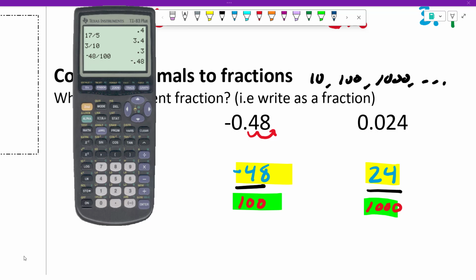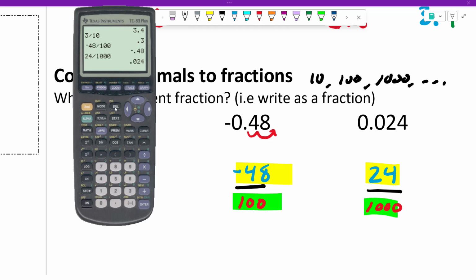24 divided by 1,000. No, one too many zeros. Delete. Same answer. Okay? Not too bad. So if you forget it, double check with your calculator. You're allowed to use calculators.